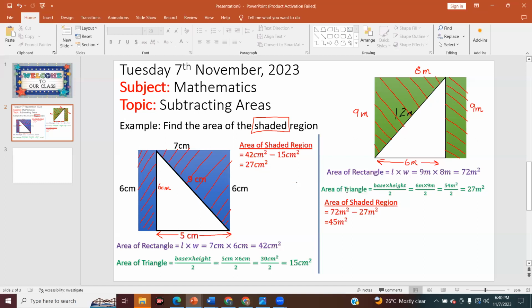Then next you have to find the area of the triangle. The formula for that is base times height over 2. The base is 6 meters and the height is 9 meters. Then 6 times 9 equals 54. Then you put it over 2, so 54 divided by 2 is 27 meters squared. Then you subtract those two numbers to get the area of the shaded region. Very good explanation.